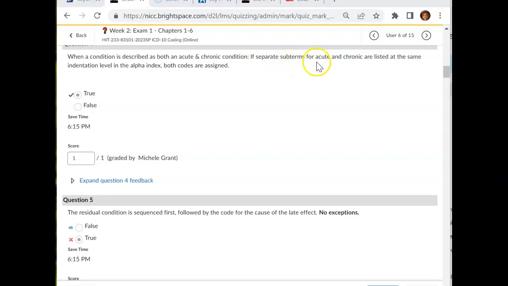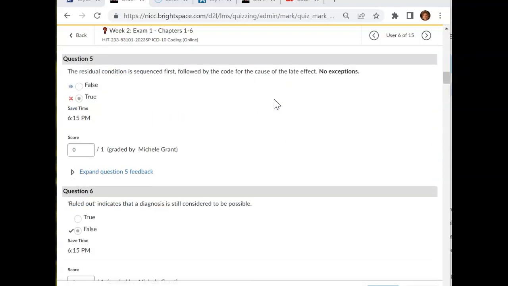If separate subterms for acute and chronic are listed at the same indentation level in the alpha index, yes, both codes are assigned. One thing to remember is that you want to put the acute code first and chronic second, just for sequencing. The residual condition is sequenced first, followed by the code for the cause of the late effect. No exceptions, and that is false. There are exceptions to that rule.